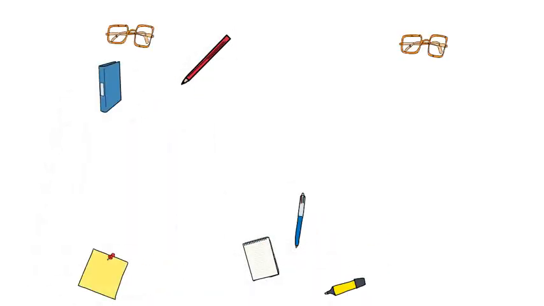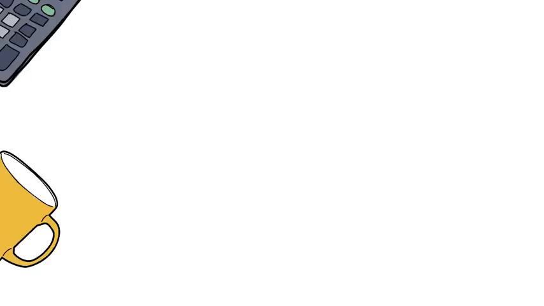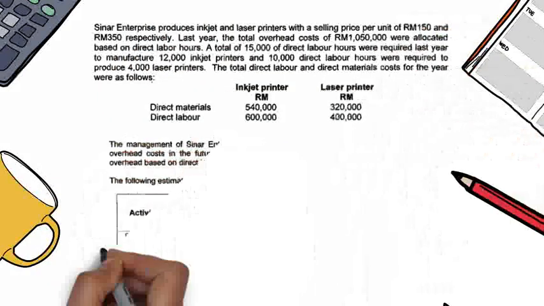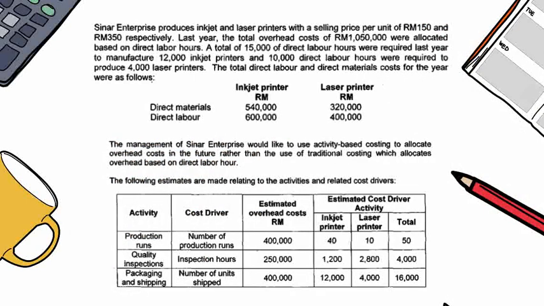In the previous video, I had explained the theory and concept of ABC as well as the traditional costing method. This video will show you how to apply that concept. As shown, this question is taken from a past final exam. It carries a total of 19 marks, so please focus, and make sure you guys understand it.